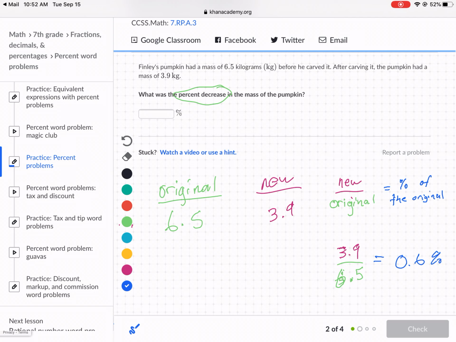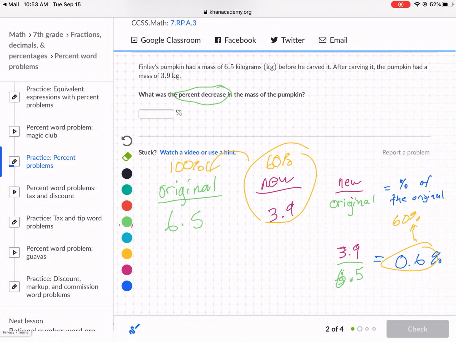Now, don't say, oh, I know how to convert this, this is 60%, and put 60% as your answer. This is just telling you the new is 60% the size of the old, which started at 100%. So this is 60% of this guy. Now, what's the decrease? Well, if we started at 100% and we decreased by 60%, actually I like to do it the other way.